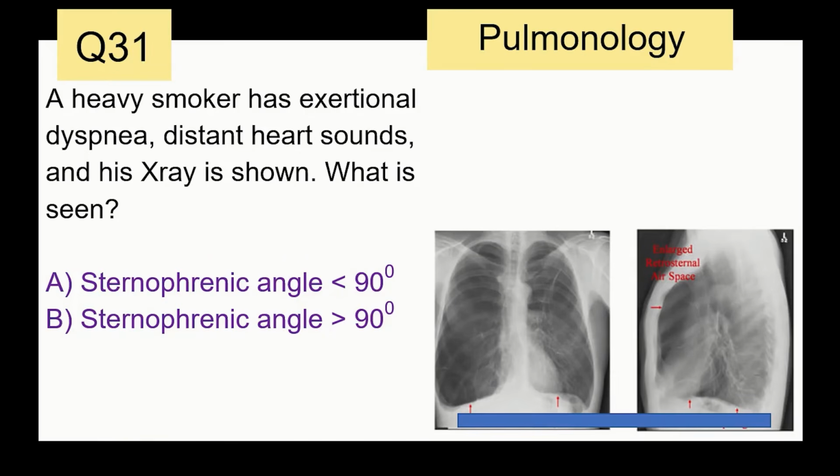Question 31. A heavy smoker has exertional dyspnea, distant heart sounds, and his x-ray is shown. What is seen? This is just something that we need to remember: in COPD, we're used to the barrel chest, and that's usually what we look for. Doctors don't actually typically look for the sternophrenic angle, but for boards' purposes, we need to know that it's bigger than 90 degrees in COPD patients. All right, here's the sternophrenic angle. It's bigger than 90 degrees in COPD patients.